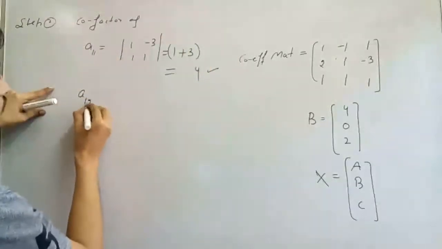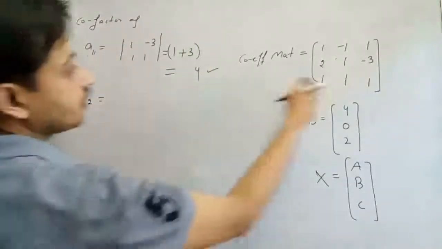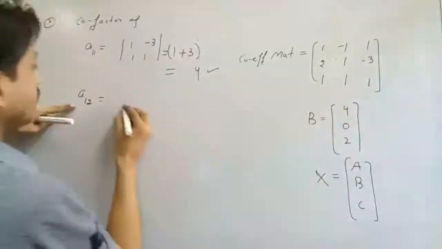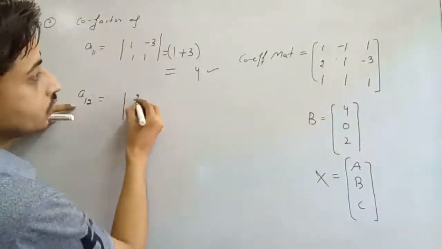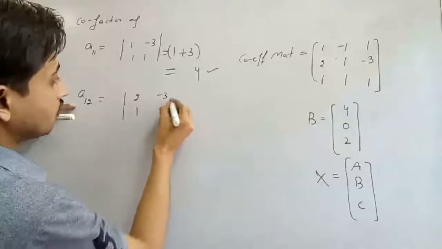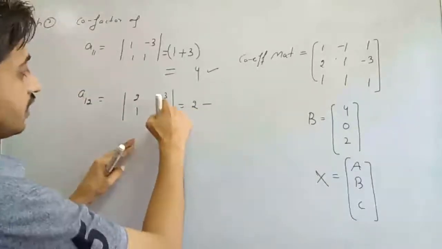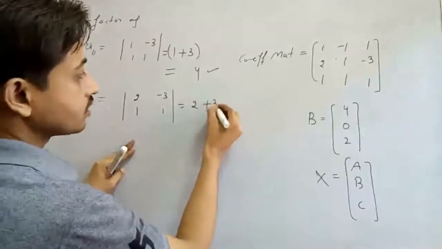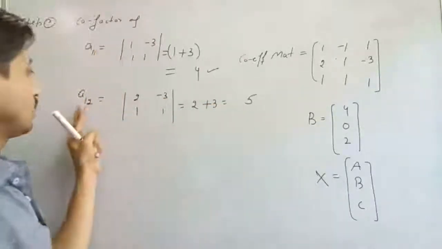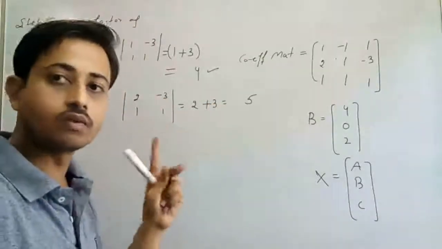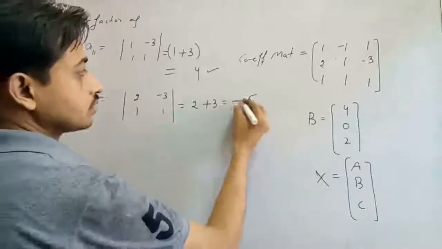Similarly A12. Remove the first row and second column, we get 2, 1, minus 3, 1. Solving this, 2 into 1 minus (minus 3) into 1 becomes plus 3, we get 5. Now 1 plus 2 is 3, which is odd, so we change the sign, and it is minus 5.